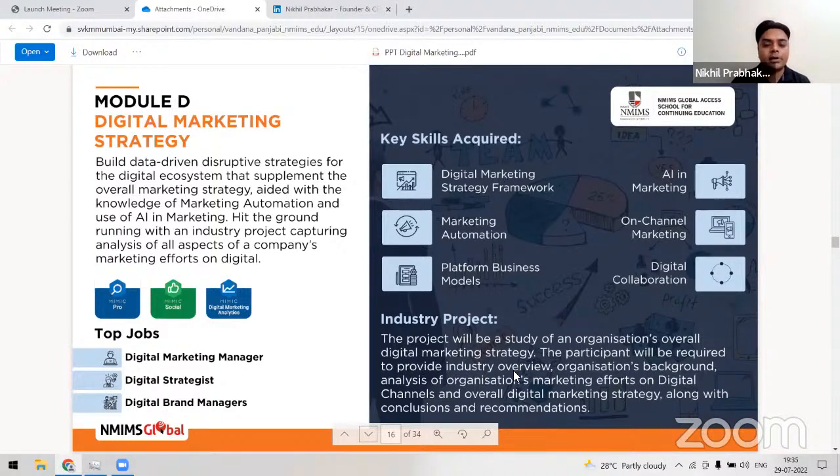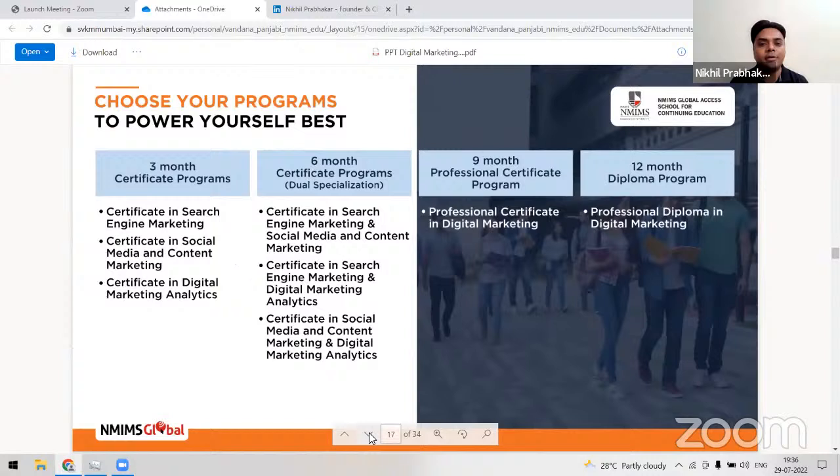There is also over here an industry project. The project will be a study of an organization's overall digital marketing strategy. So this is a live project. You select a particular industry, maybe an organization, and then we discuss what is going right, what is going wrong, what the opportunities are, and what can be done better by the company from a real life perspective. So over here, you get a sense of what exactly are the problems which businesses face beyond the academic discussion that happens in the institutions. So that is the idea of module D.